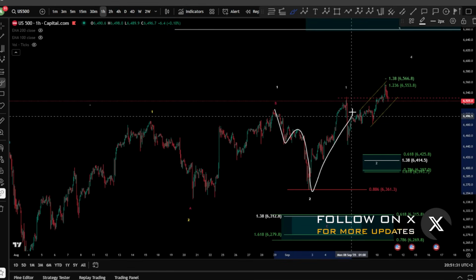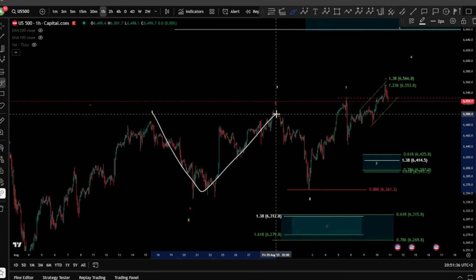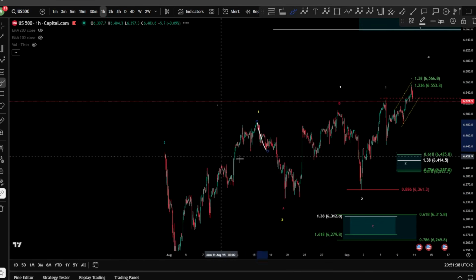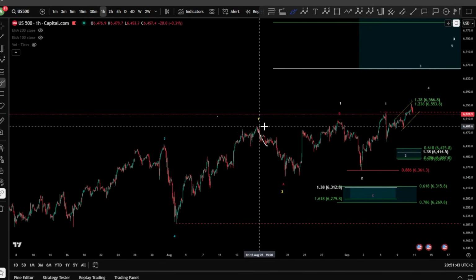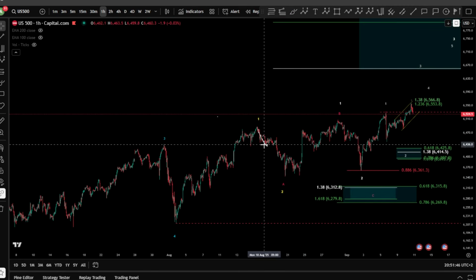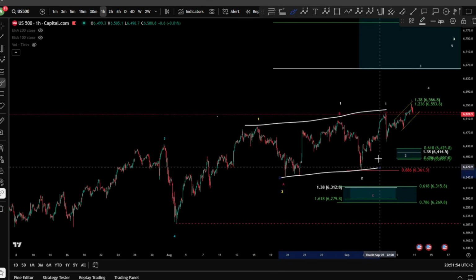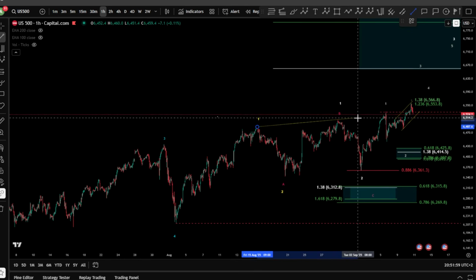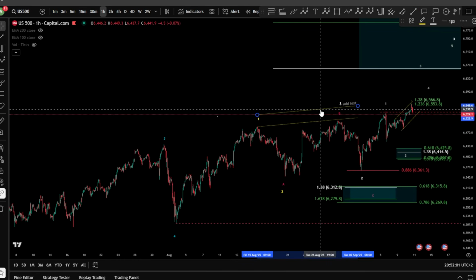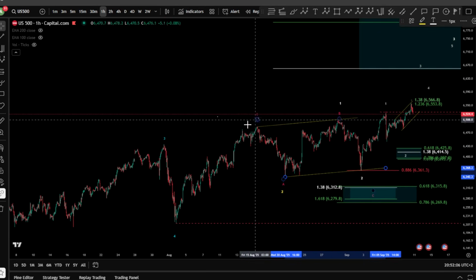It might be a bigger correction here, even a bigger W, X, and Y. Let me check this one. You cannot take it as a diagonal here. I'm trying, but it's not possible. I'm trying to see if we have topped here as an ending diagonal, but I think this is not really possible. Let me check. I think it is, well, exactly at it. Very interesting.